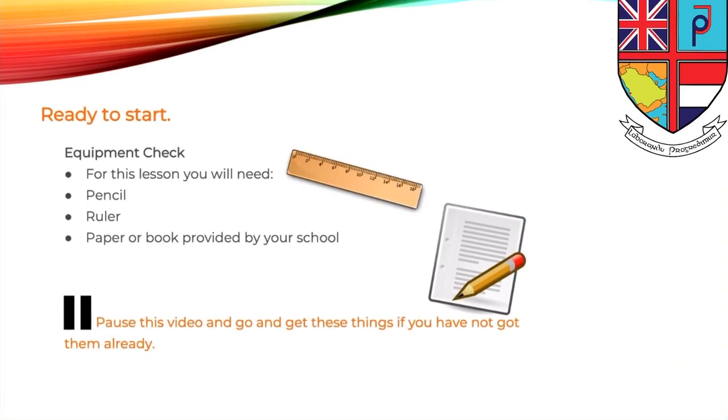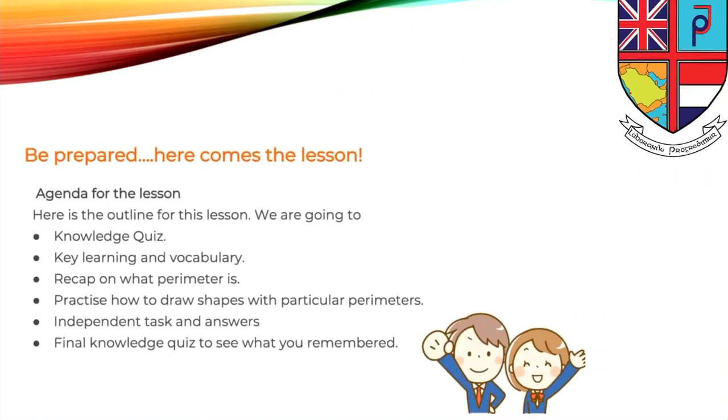So for this lesson, you're going to need a nice sharp pencil, a ruler, maybe an eraser in case you make a mistake, and some paper. I've attached some dotty paper with the work, but if you don't have a printer or you prefer to use your own dotty paper or lined paper, feel free to use that. If you do not have any of those things, pause the video and go grab them, and I'll be waiting right here. So let's be prepared for this lesson.